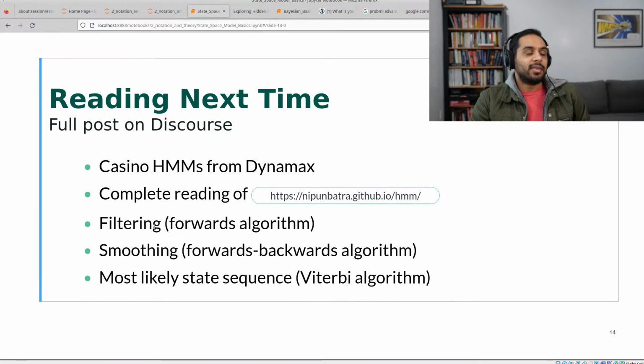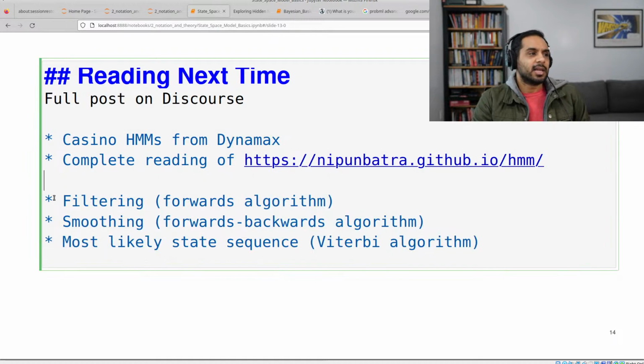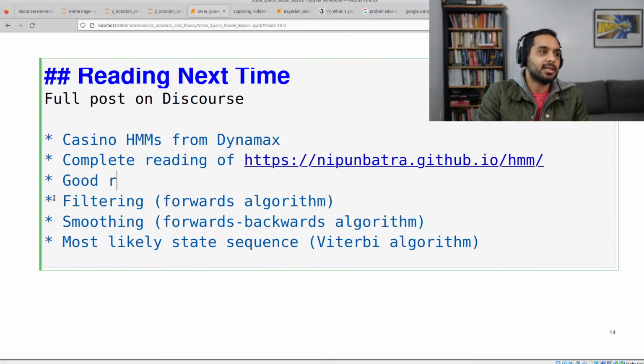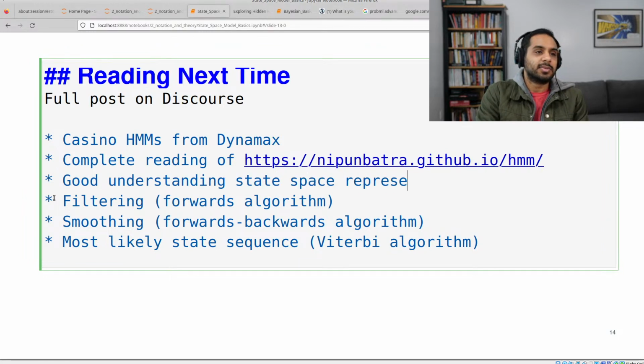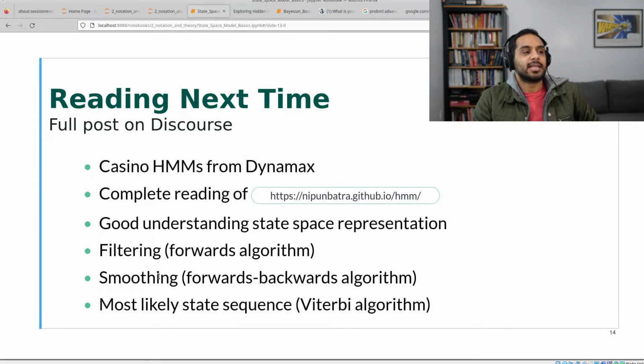As I mentioned, the key here is a good understanding of state space representation. That is one takeaway we should have from this, but then also getting a real good sense of smoothing and most likely state sequence algorithms and how they work in the discrete sense. That'll be our reading for this week.